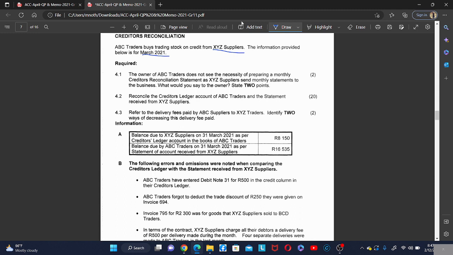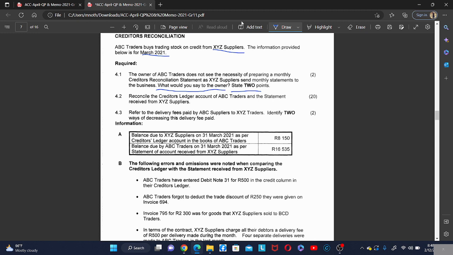So they are saying here, what would you say to the owner? State 2 points. So they are saying that the owner of this business does not see the need for the creditors reconciliation statement. So what would you say to this owner?